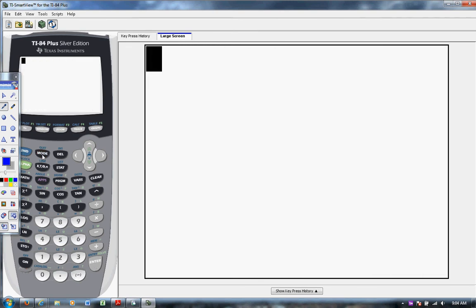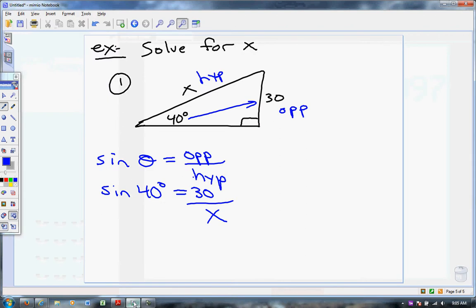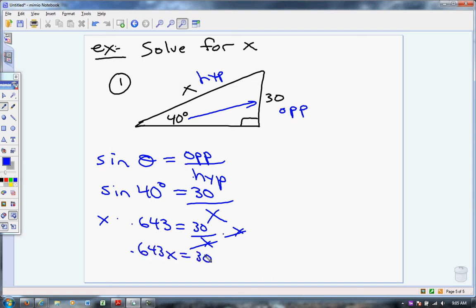So I need to find the sine of 40 degrees. So I put the sine of 40, put my other parenthesis, and hit enter. There it is, 0.643. So now I'm ready to solve this algebra equation. This is 0.643 equals 30 over x. Now it's just basic algebra. I'm going to multiply both sides by x. These x's cancel. I have 0.643x equals 30. Divide both sides by 0.643.